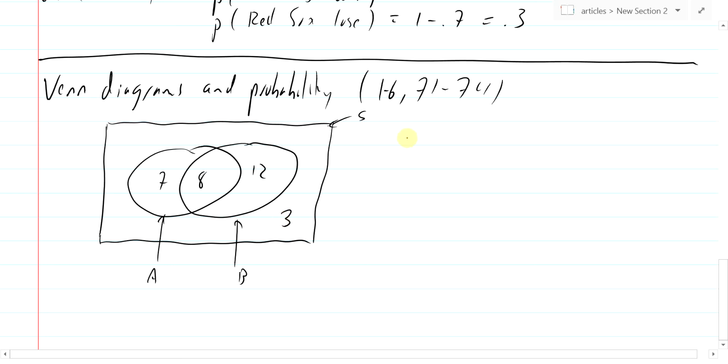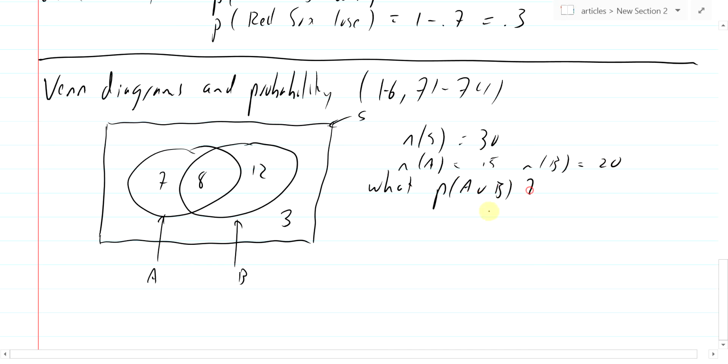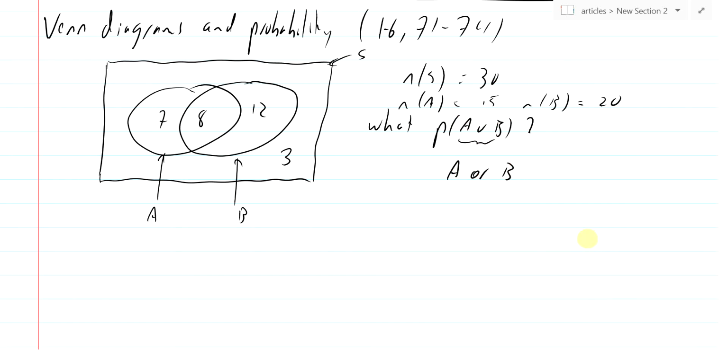So N of S here is 30. There's 30 things total if you add them all up. N of A is 15, N of B is 20. So what is the probability, if you pick one of these 30 things, that it's in A or B? Remember, union means A or B. Well, we can actually count that here.